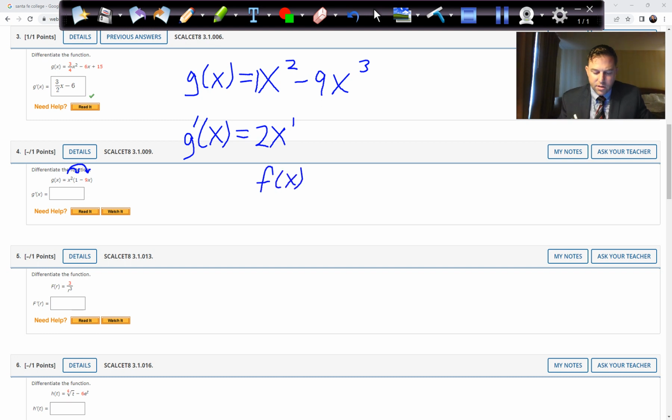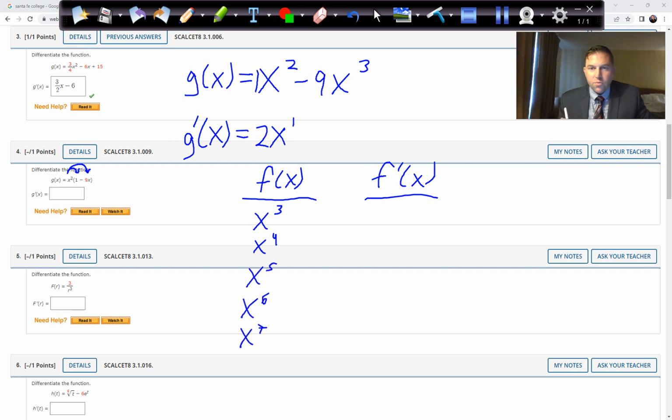So let me just pick a few functions and we'll show you their derivative and see if we can figure out the general rule for what's called powers. So we already know what x squared does, so let's start at x to the third, and then x to the fourth, and x to the fifth, and x to the sixth, and x to the seventh. The derivative of these is you bring the power down and subtract 1 from the power. So this is 3x to the second.